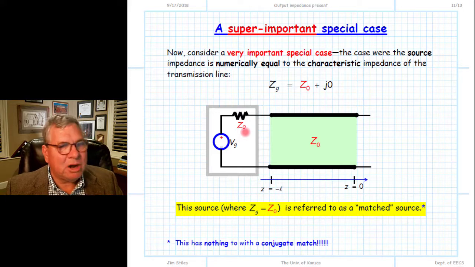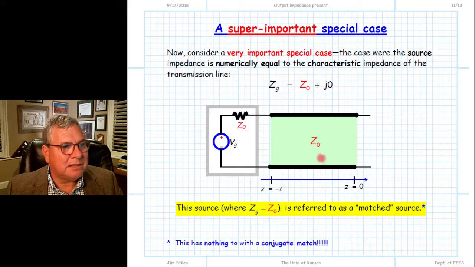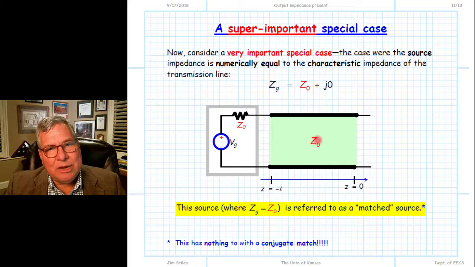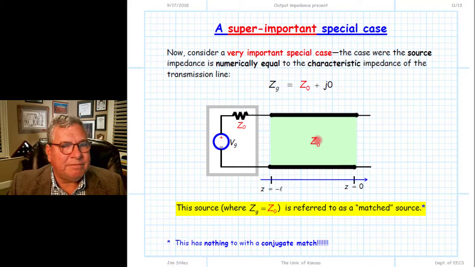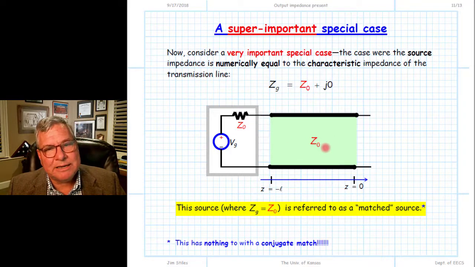Once again, I say numerically equal to Z0. I don't want to infer that somehow the source impedance and the characteristic impedance are in any way an equivalent physical parameter. They just happen to have the same numerical value in this case. If our source has a source impedance numerically equal to the characteristic impedance to which it is attached, we call that source a matched source.